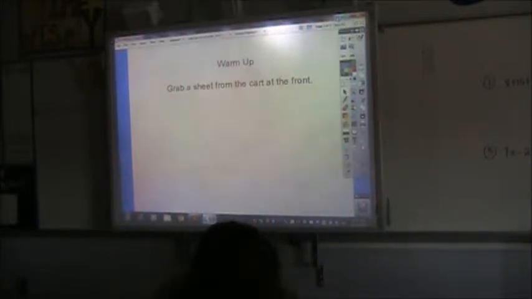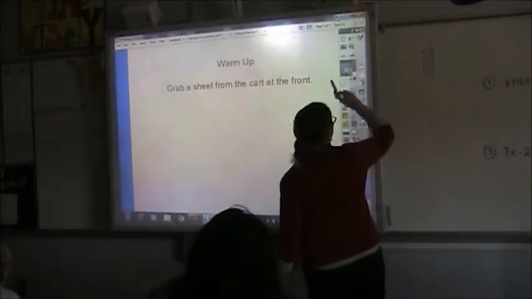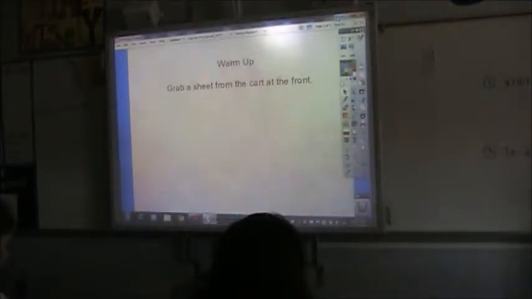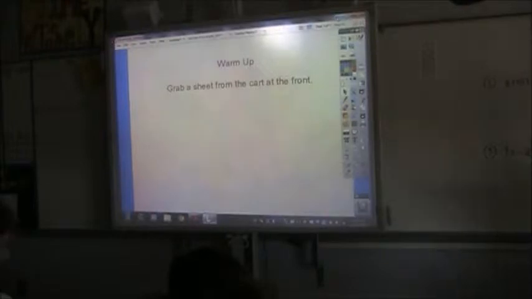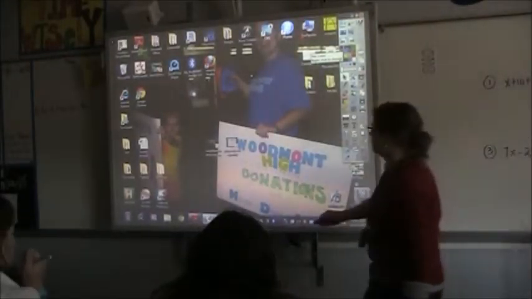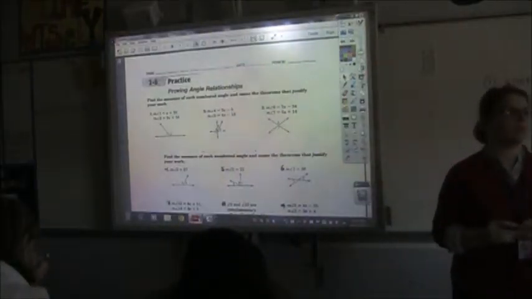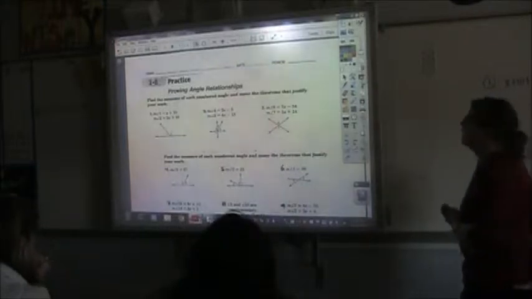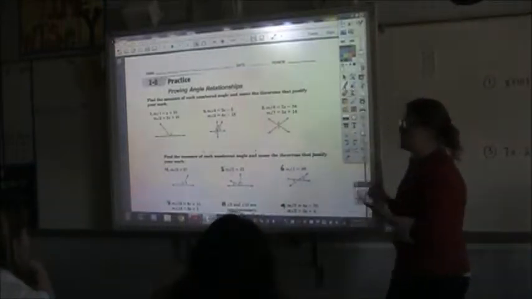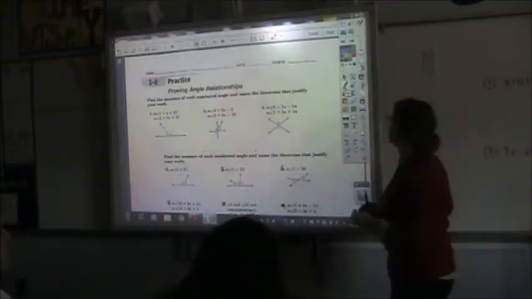Alright, so on your worksheet, 1, 2, and 3, that's what we're going to look at. And we're going to use the relationships that we learned yesterday. So the 3 relationships were supplementary, complementary, and vertical. And you have an example of each one on 1, 2, and 3. So out of those 3, number 1 is what? Supplementary, complementary, or vertical? Supplementary, right.